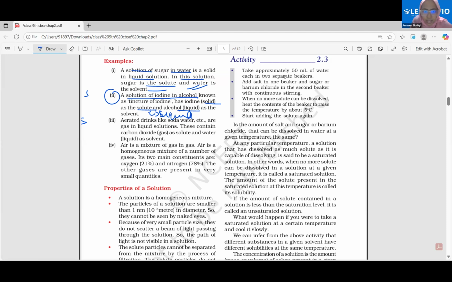Aerated drinks. What do we mean by aerated drinks? Simple, that we are mixing any gaseous solute in the liquid drinks. Cold drinks have a liquid which has been infused with carbon dioxide, which is gaseous. Therefore, they are called aerated. Clear? Can cold drinks be referred to as true solutions?